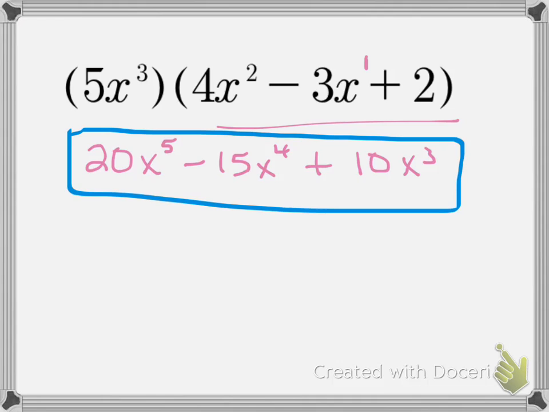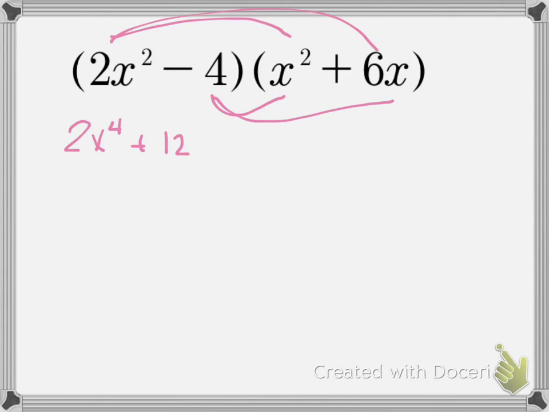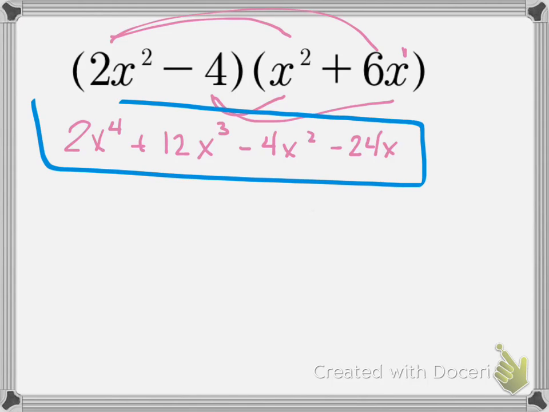Okay, so example 2. Alright, what you're going to do here is you're going to have to multiply not only 2 times this entire polynomial, but you're also going to have to multiply the negative 4 times that polynomial. So that would give you 2x to the fourth power. Alright, 2 times 6 is 12, and that's x to the, since that's a 1 again, that's a third power. Alright, then you got that negative 4 times x squared is negative 4x squared, and negative 4 times 6x is negative 24x. Okay, you don't have any like terms, so this is your final answer.